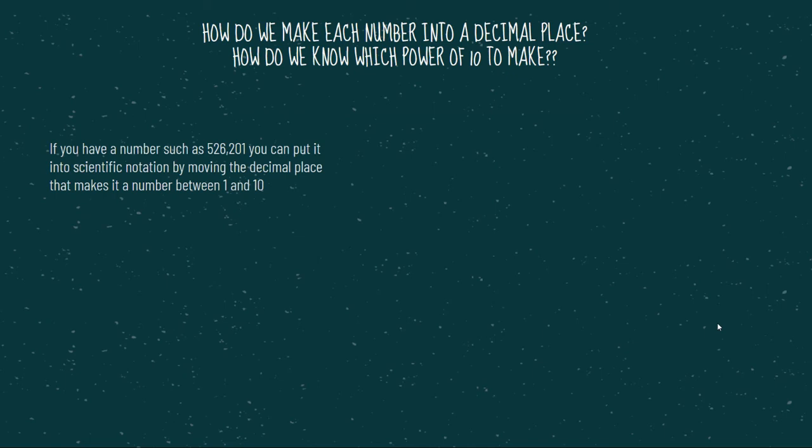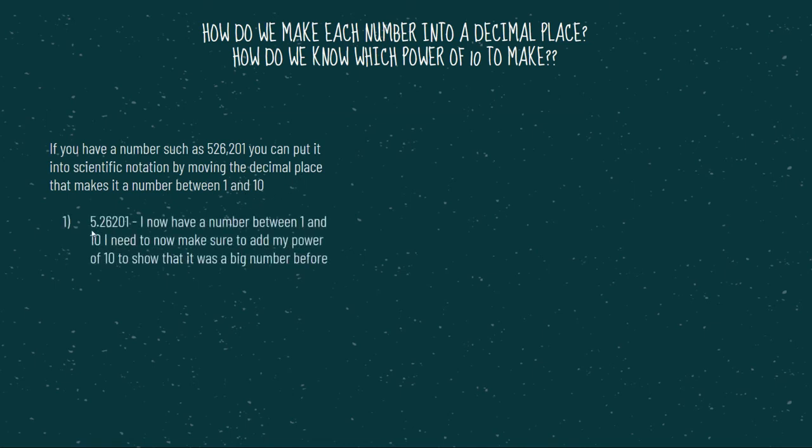So step one is figuring out where's the decimal place. My decimal place would be after this one right here. This is a comma, it's not a decimal place. So I have to look at my whole number. My decimal would be here. I need to start by making a number that's between 1 and 10. So I do that. I make my number between 1 and 10.